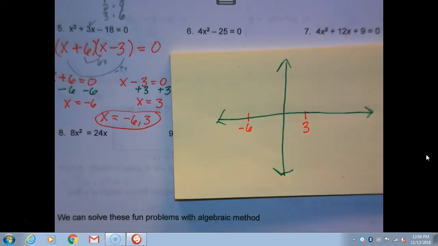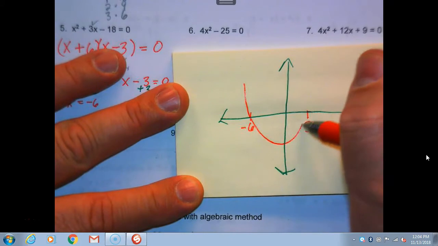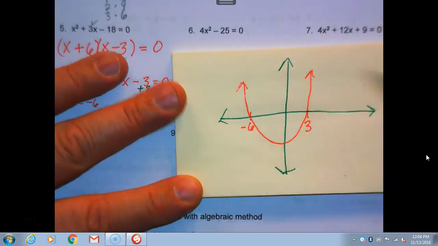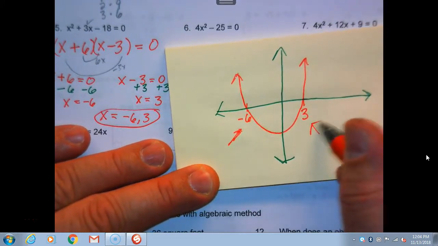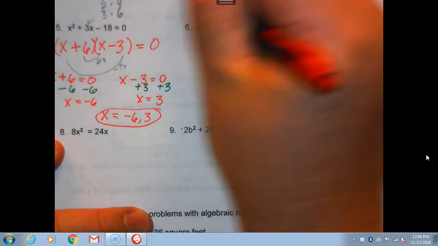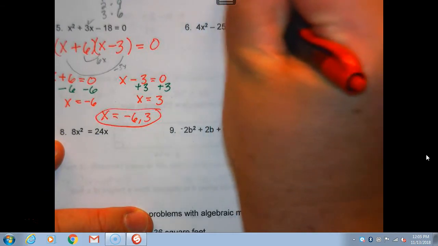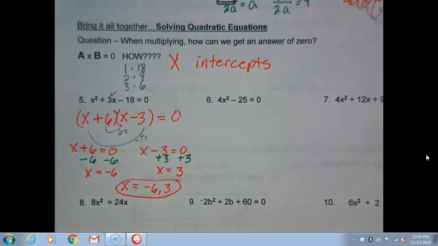We have a parabola, right? What do you think the parabola is going to go through? Not so much the vertex. These are called what? X-intercepts. All right. So we're finding the x-intercepts. When you set them equal to 0, we're finding the x-intercepts. All right, number 6.